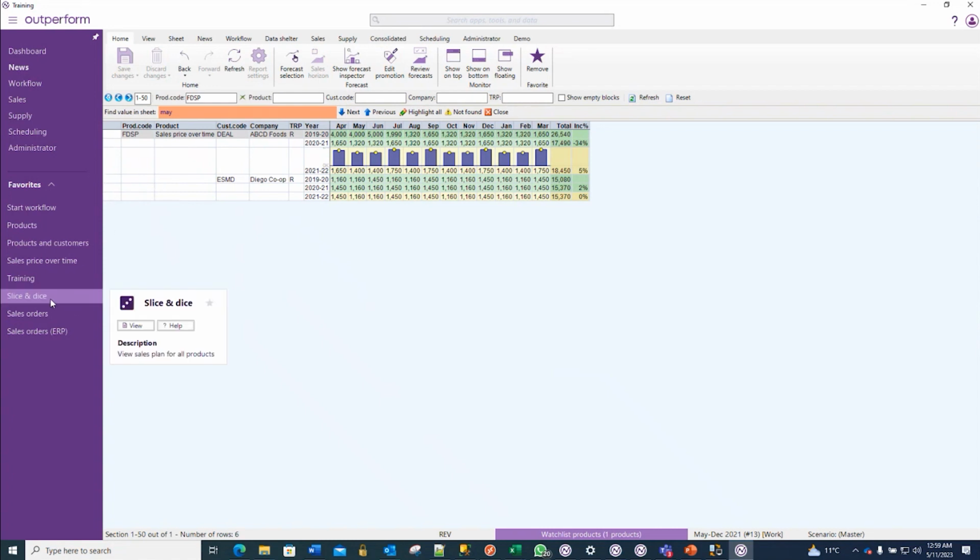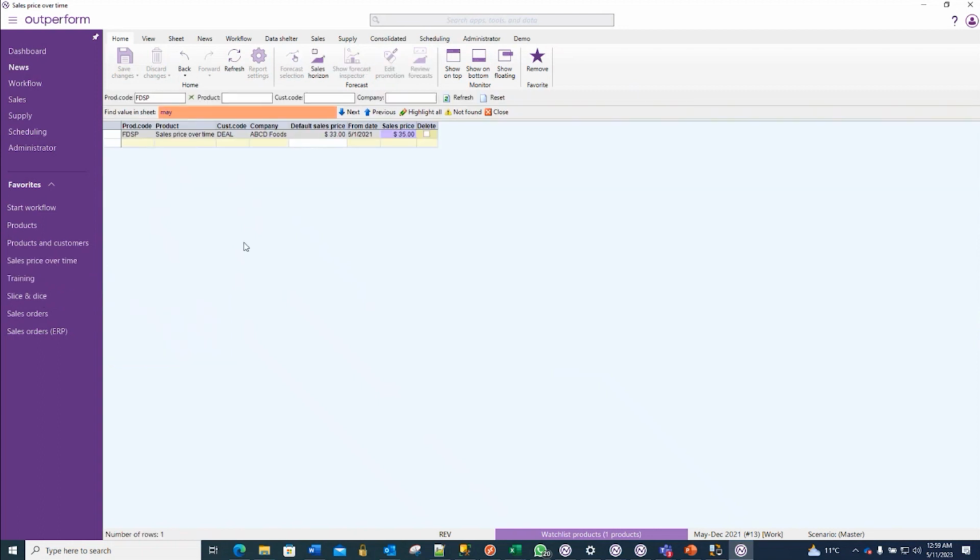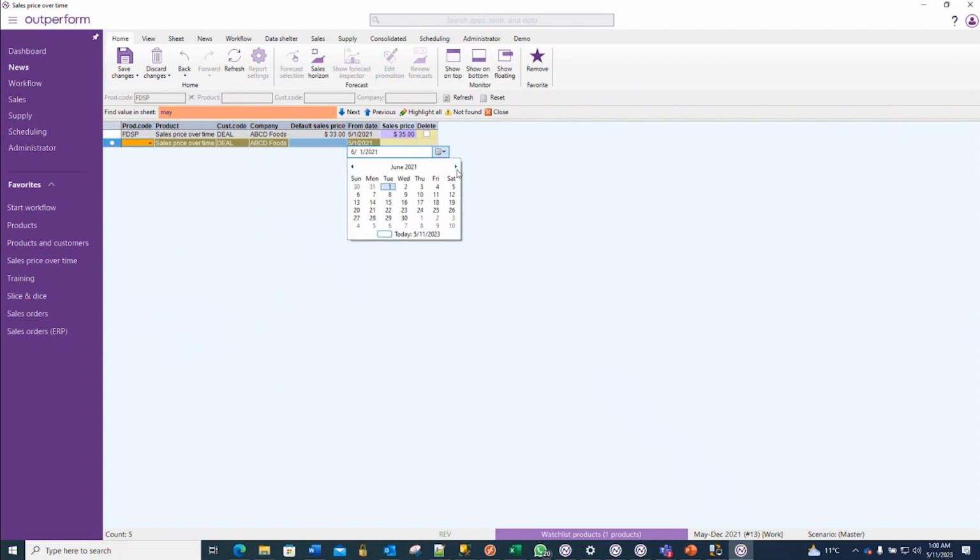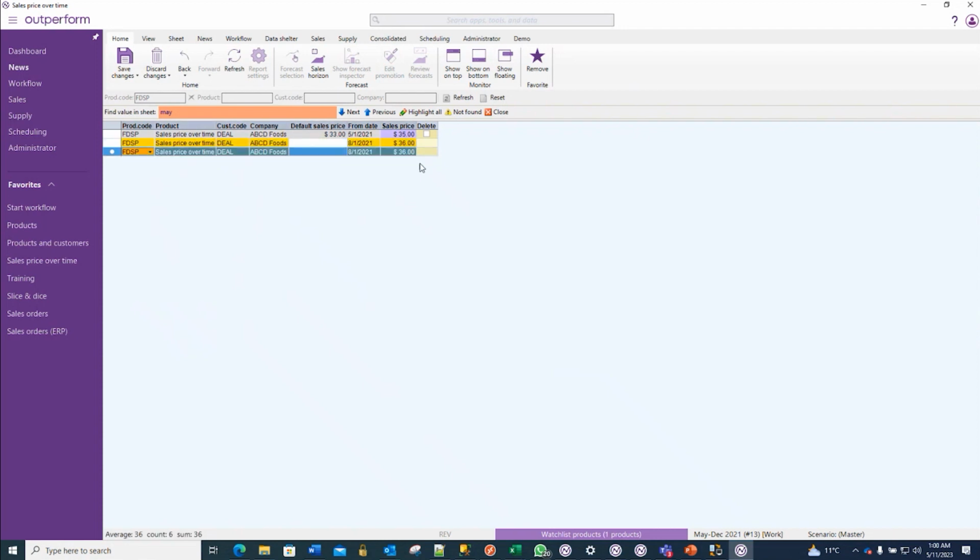But let's now say the sales price goes up even further, and in the month of August I managed to go up again to another 36. But then of course I've overplayed my cards, and in October I need to back down, and I need to get back to the 33 again. And this is how I will do that.